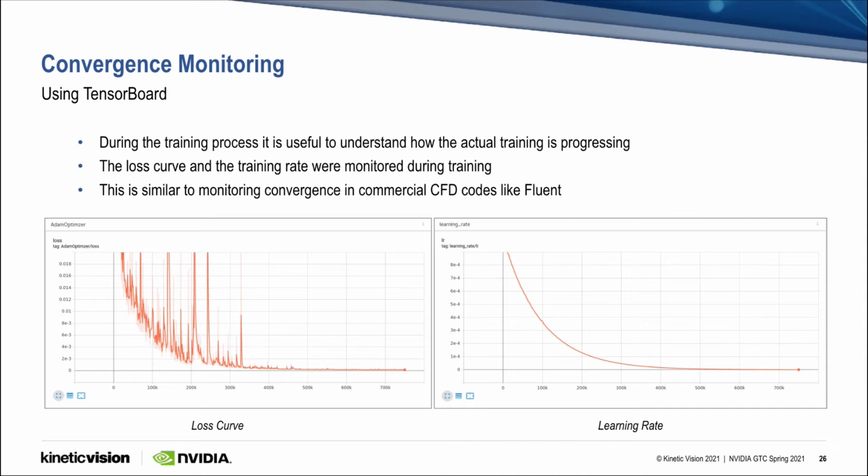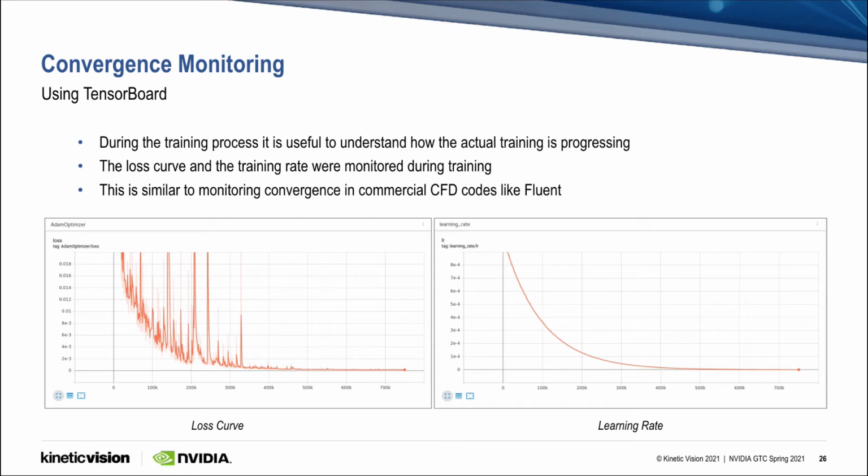One of the important aspects of training the models is to make sure that as the model is being trained, the loss curve progression makes sense over the iterations that you've run, as well as the learning rate. One way to do this is by using TensorBoard. The SimNet user guide actually details this out very nicely, and these are just two examples of both the loss function and the learning rate for a parametric case that was explored of this 2D nozzle. It's very similar to how you would monitor convergence of residuals in traditional physics-based codes like Fluent.